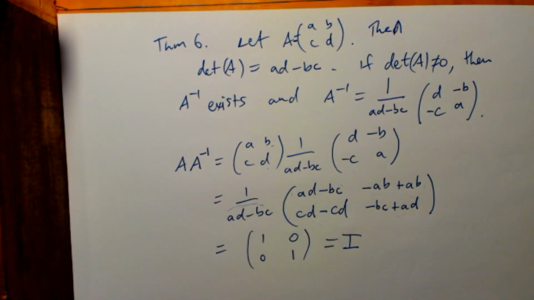Now if you do this the other way around, you'll get the same thing, the identity matrix. So I'll leave that part to you, and let's move on to example 7.3.